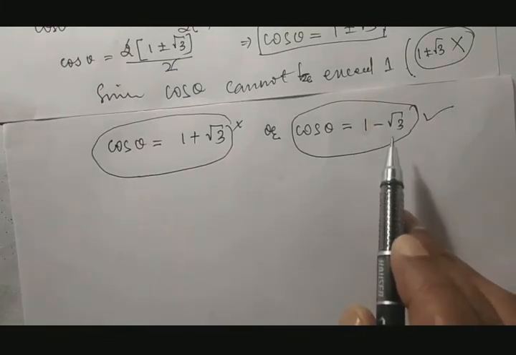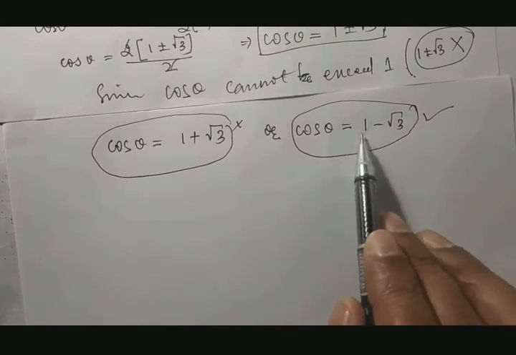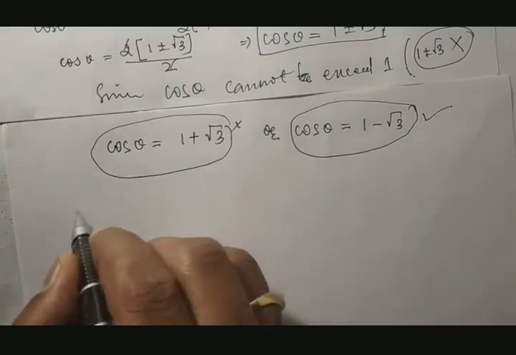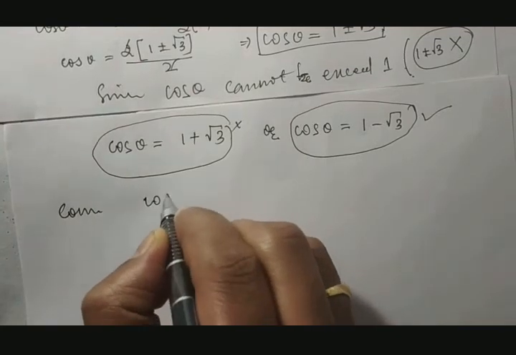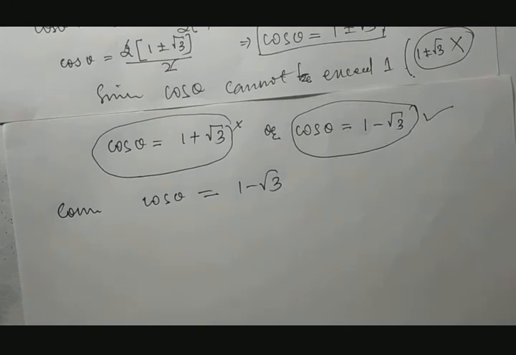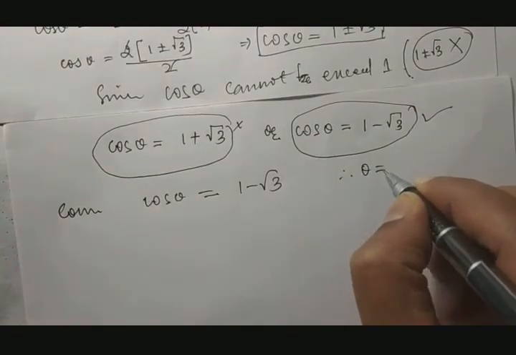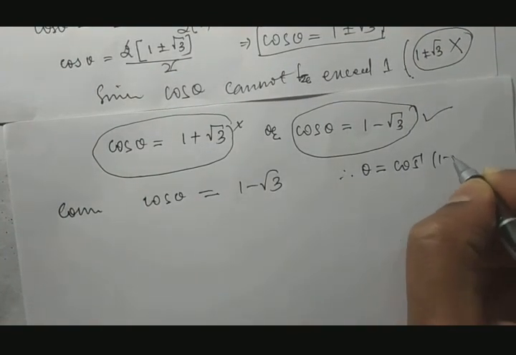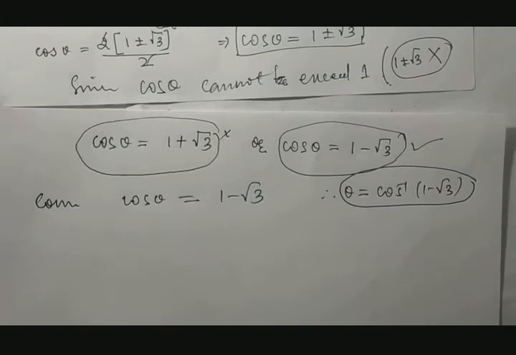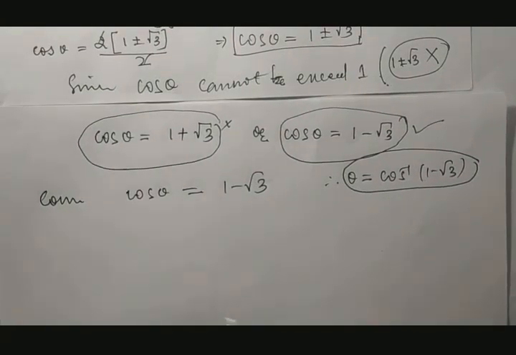But here again there is still a jumbling that cos theta is equal to this and theta will be cos inverse of 1 minus root 3. So we need a simpler result. When we need a simpler result, then what to do? Consider cos theta is equal to 1 minus root 3. Fine. Therefore, theta is equal to cos inverse of 1 minus root 3. Still there is a jumbling. So I'll continue from here instead of this.